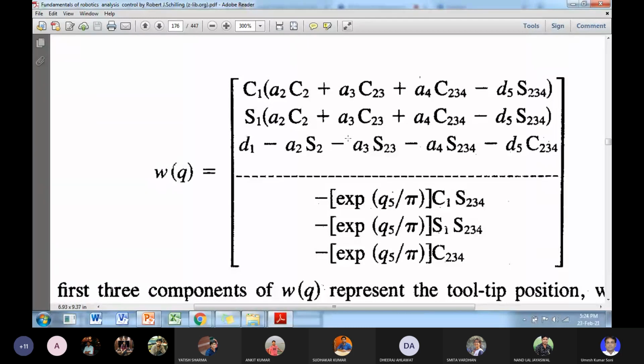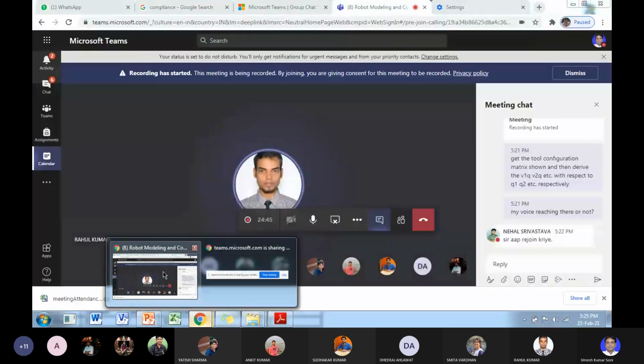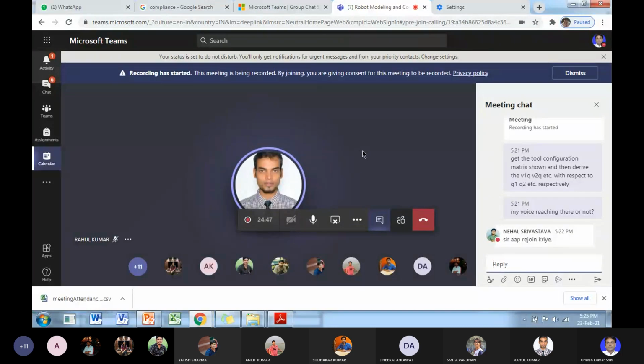All the things are interlinked together. Okay. All of you are trying to solve or not? All of you are trying to solve or not this problem?